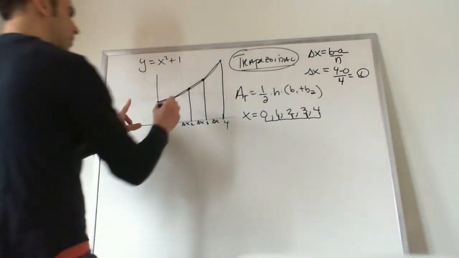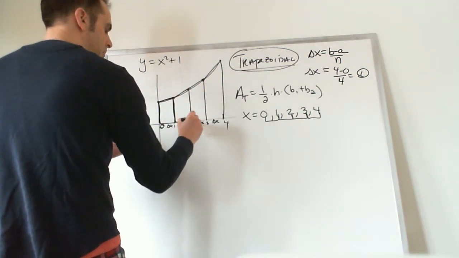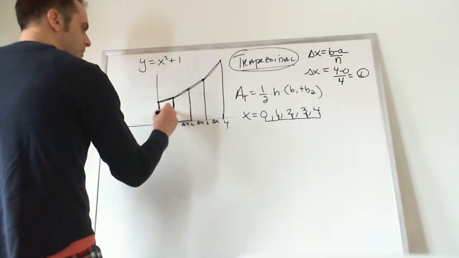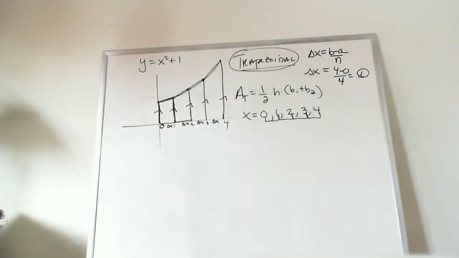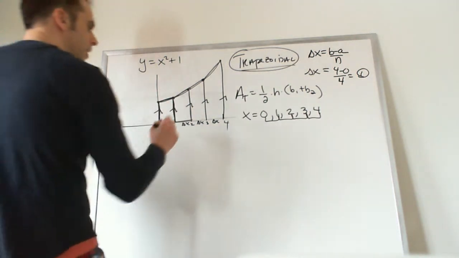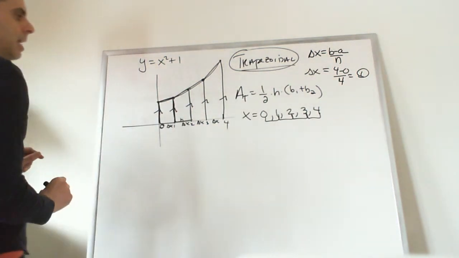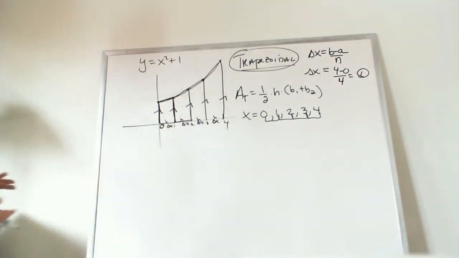So if you look, just take this one right here as a trapezoid, this right here being my trapezoid. These are my bases. These are the parallel sides. So like right here, these are the parallel sides in that trapezoid. This would be the height. And the height in every trapezoid is delta x.